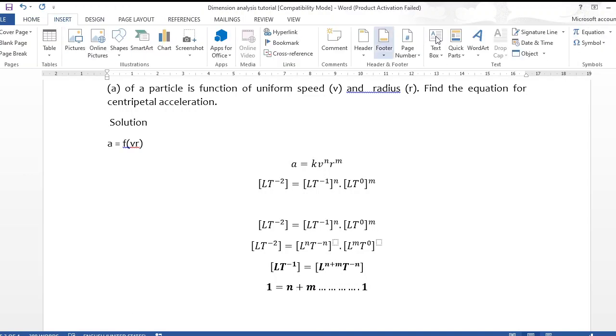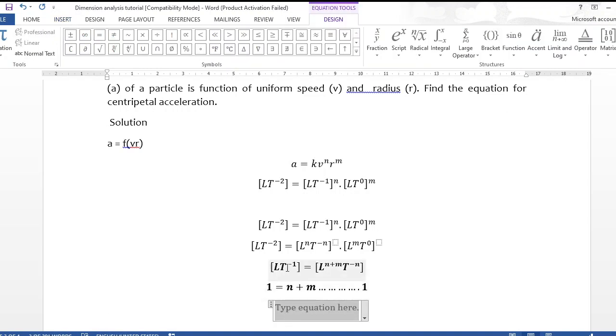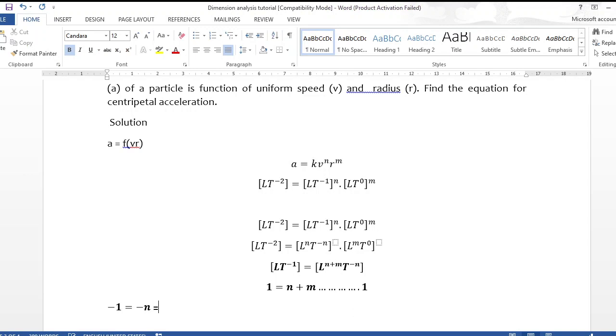Similarly, for the other one, which is t in the power of -1 on the left hand side, this -1 should also be equal to the other power of t on the right hand side, which is -n. And when you evaluate this one, you'll find that n will be equal to 1. That's just cancelling the negatives. n equal to 1.